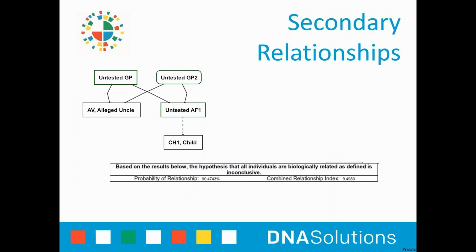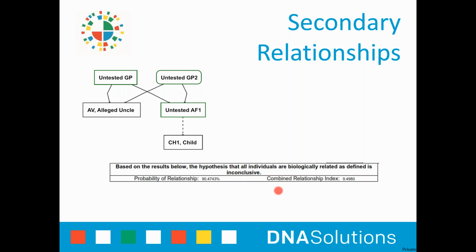All right. Finding additional relatives can be even more important in secondary relationships. Here's an inconclusive avuncular test. You can see this one was pretty close. So we have a combined relationship index of 9.49. So it's almost supported. Probability of relationship is 90.47. But at this point, we'd be reporting this out as an inconclusive test.